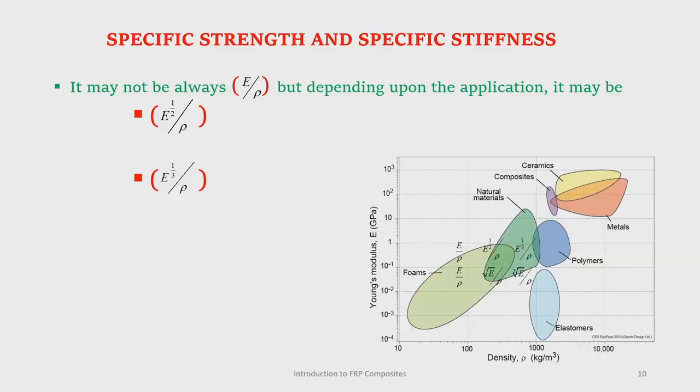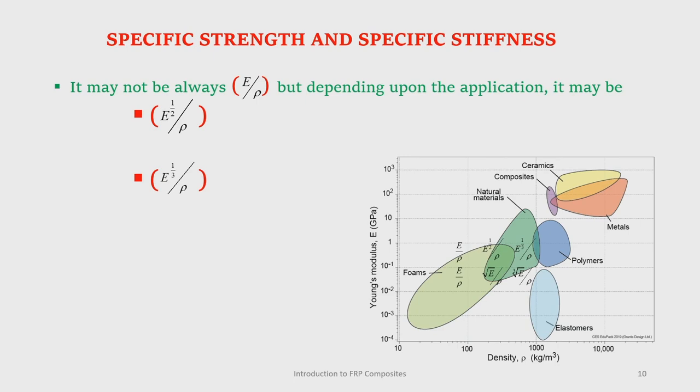Now, it may not always be E by rho. I have just taken an example of axial loading, where it is E by rho. But in case of buckling, it is actually root E by rho, because in buckling it is the critical buckling load which decides the limiting condition. From there, I am not showing it here, we can show that if E to the power half by rho is maximum, that will lead to minimizing the mass.